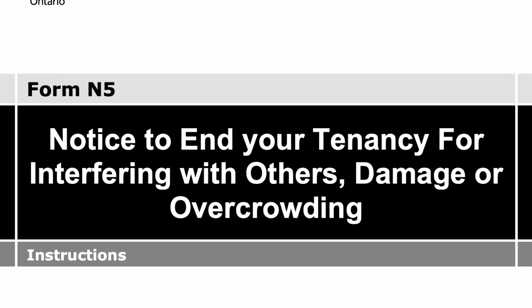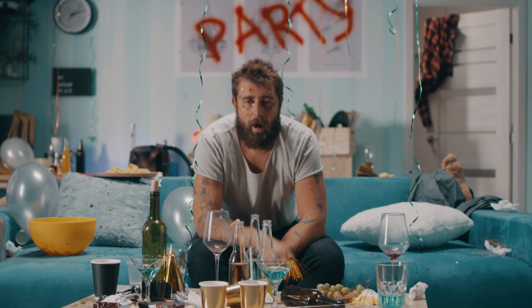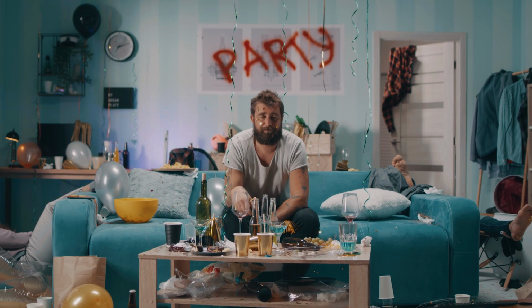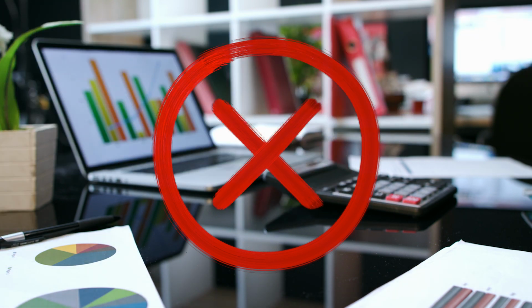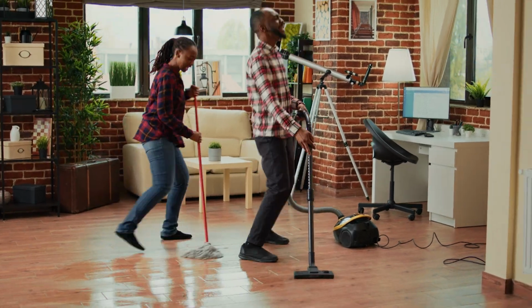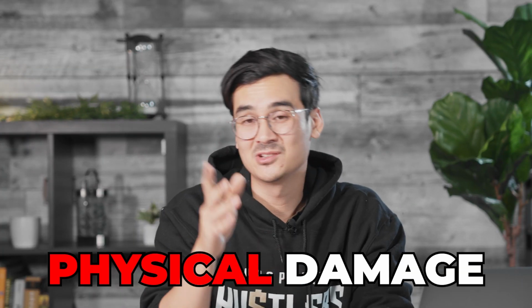The N5 is a very versatile form, and you can serve it under various circumstances, but very commonly it's used when a tenant is causing damage or there's some kind of overcrowding. There's all kinds of ways to go about using this form. Just to throttle the expectations here, this form is not generally effective on the first go. You're going to have to give the tenant an opportunity to correct issues or pay for damages if there are any costs, but the N5 is what you will use if the tenant is causing physical damages to the property.